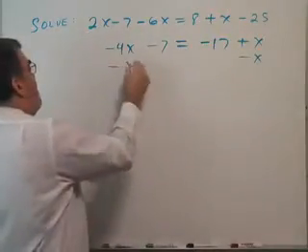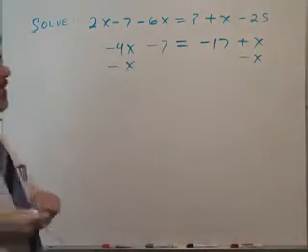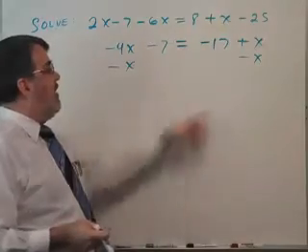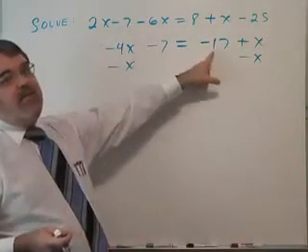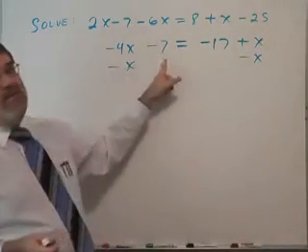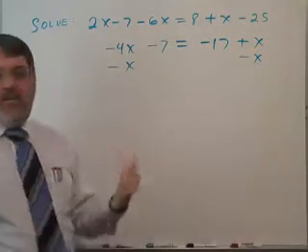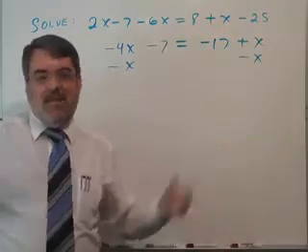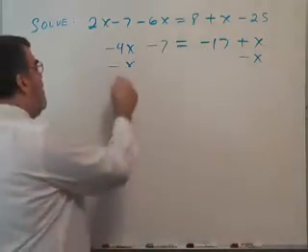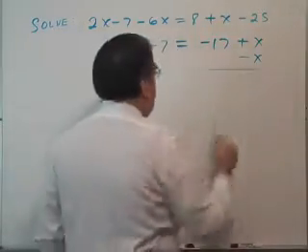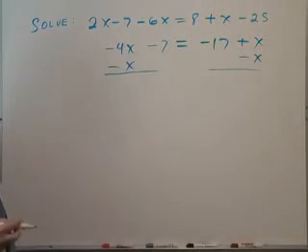Now, this first step, it doesn't really matter what you do, as long as you do it to both sides. We could add 17 in order to cancel the negative 17. We could add 7 to cancel this negative 7. We could add 4x to both sides. As long as you do it to both sides, you keep the balance, everything is fine. So it's, I think, a matter of taste where you begin at this point.